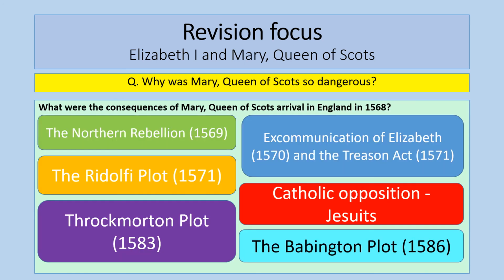So, Mary Queen of Scots, a crucial character, executed in 1587, but her arrival in England in 1568 directly leads to these different things. The Northern Rebellion, the excommunication of Elizabeth with the Papal Bull and the Treason Act, the Ridolfi plot, Throckmorton plot, increased Catholic opposition in England, and of course the Babington plot of 1586.